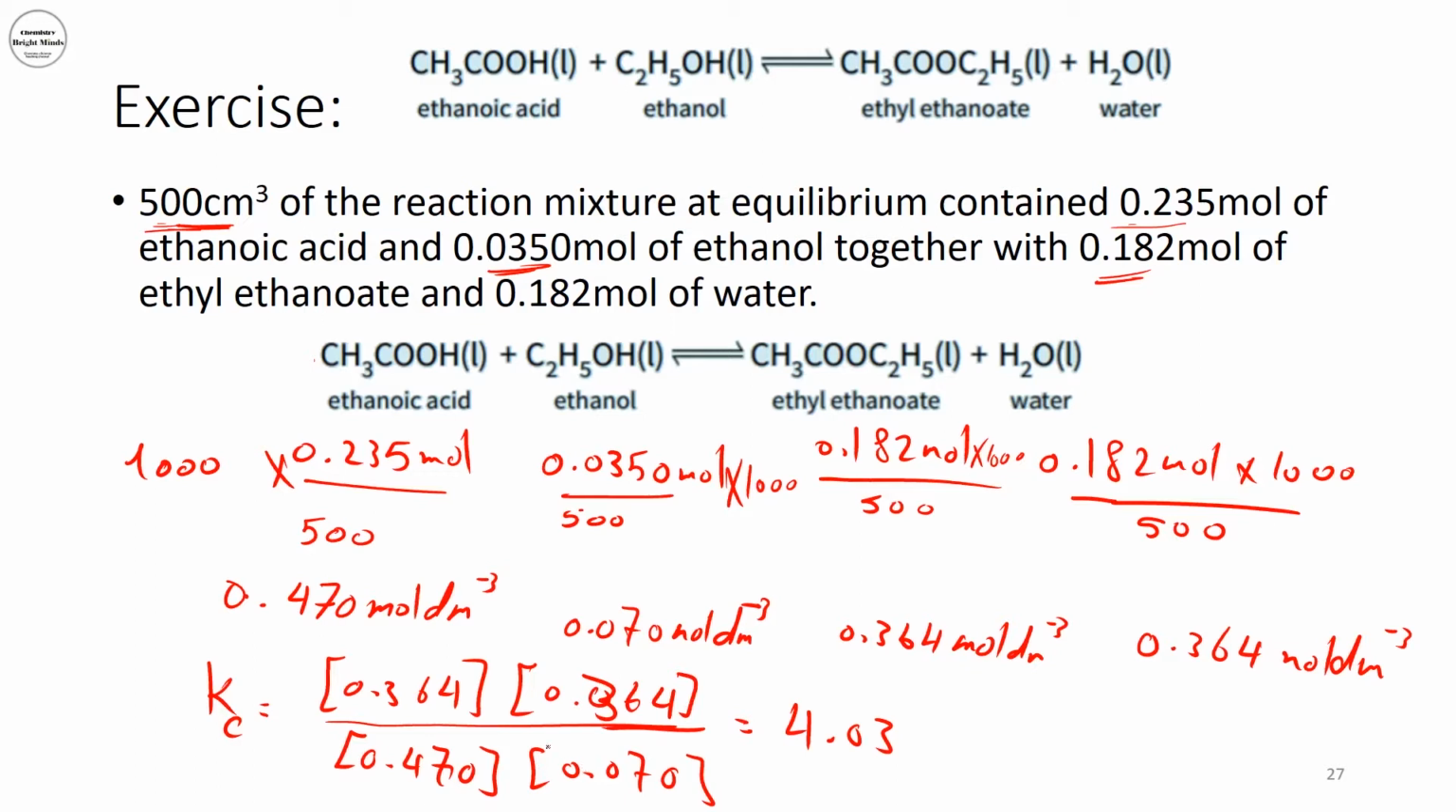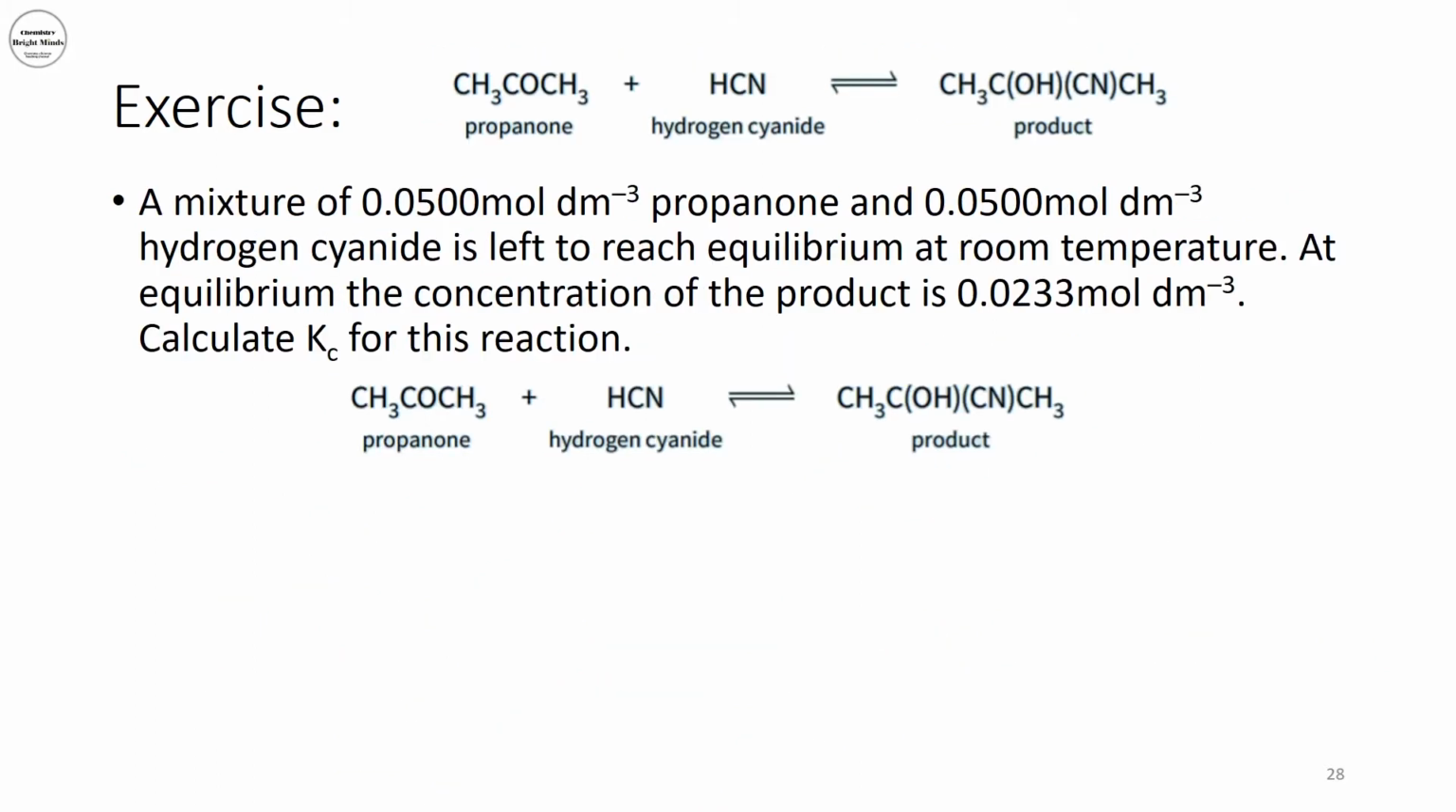If you calculate this one, you will find out that in here I have 0.03. And you have to remember the unit in here, you don't have any unit because the unit of this concentration would be cancelled with this one, and this one will be cancelled with that one, so I have here no unit.